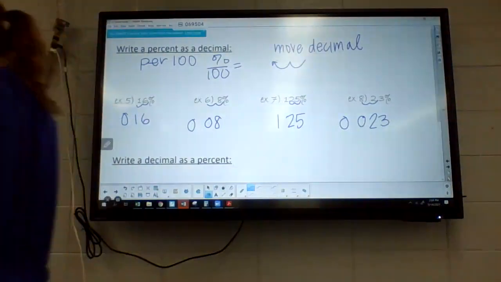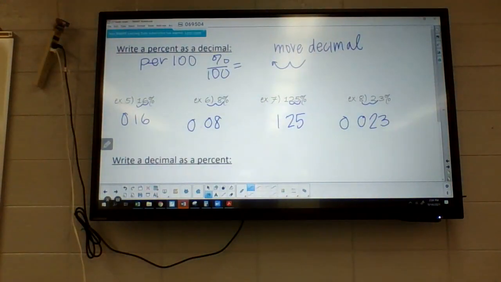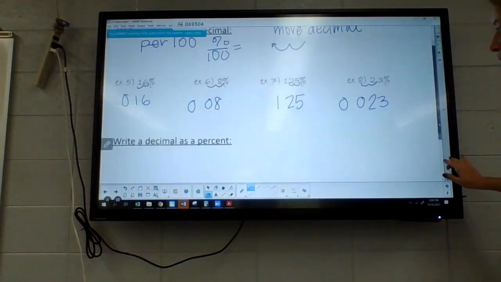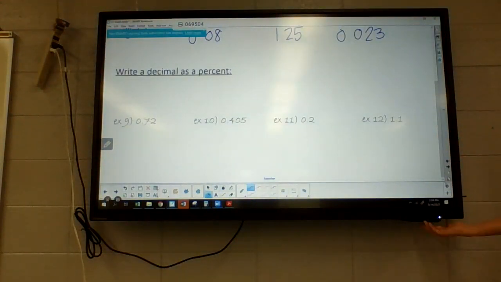Now we're going to go the other way, and hopefully you realize that the other way should be just as easy. If I'm going from percent to decimal, I move it to the left 2 places. What do you think about decimal to percent? I'm going to move it to the right 2 places now. So now we're going to do times 100.